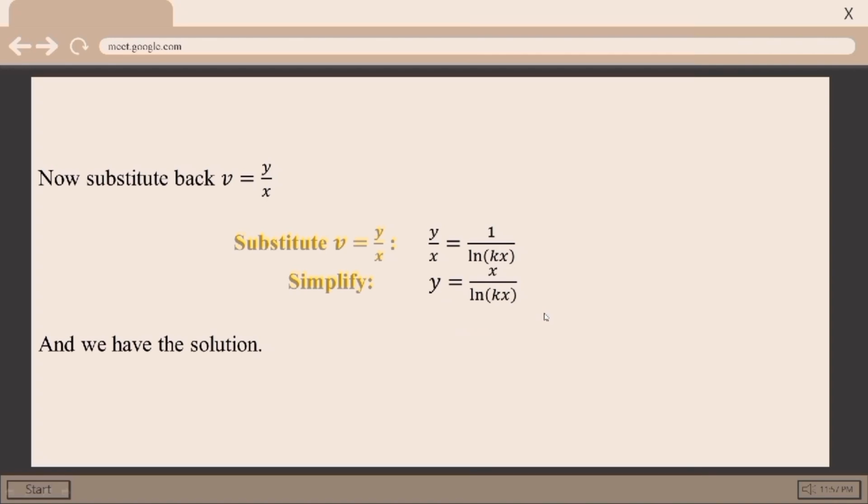Alright, so did you understand the homogeneous differential equation? Or did you learn something on how to solve a differential equation? I mean, homogeneous differential equation. So thank you.